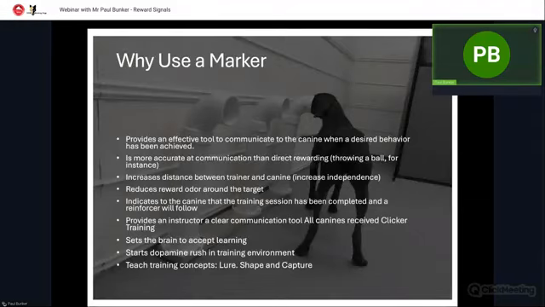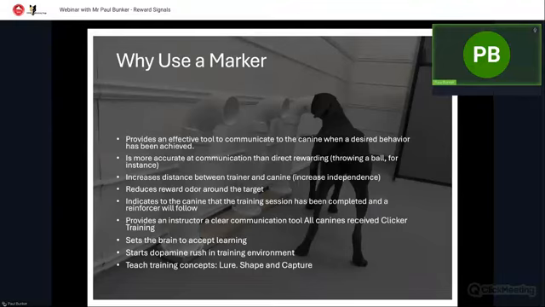So why use a marker? Well, there are lots of reasons why it's beneficial. The first is that it proves an effective tool to communicate to the canine when a desired behavior has been achieved. The actual instant that the dog achieves a behavior you want, you can mark it straight away. You don't have to be close to the dog, close enough for it to hear or see the marker, but you don't have to be right on top of the dog. You don't have to throw a reward that gets there at the same time. The moment you mark, the dog knows, okay, that piece of behavior I just did is reinforceable. I am going to get a reward.